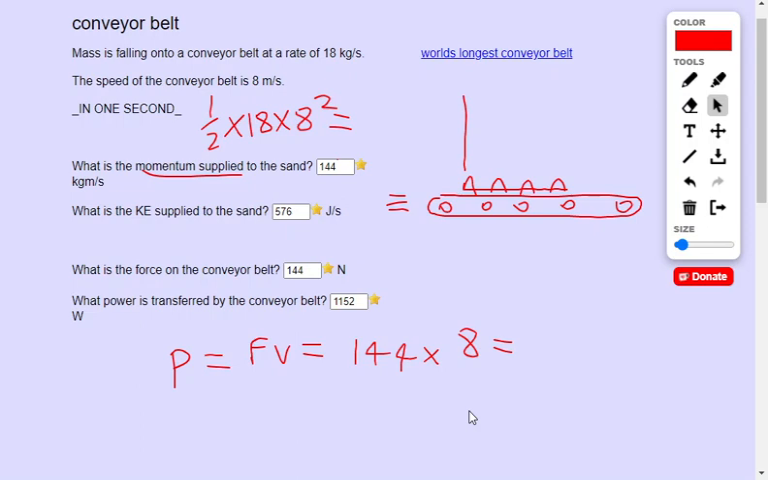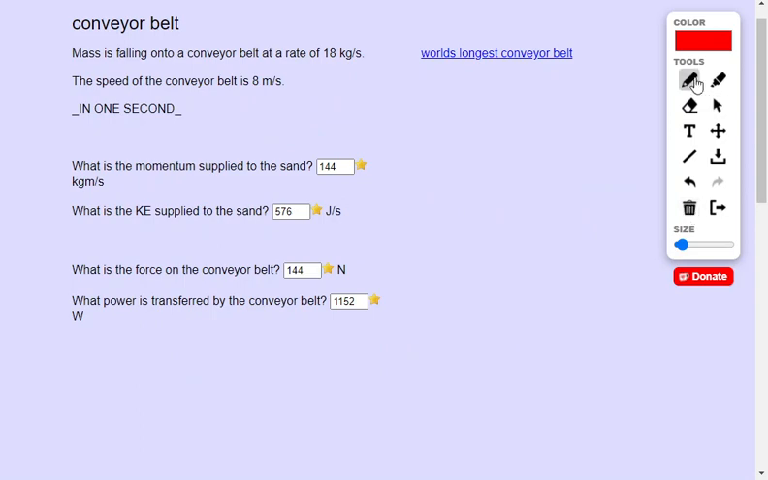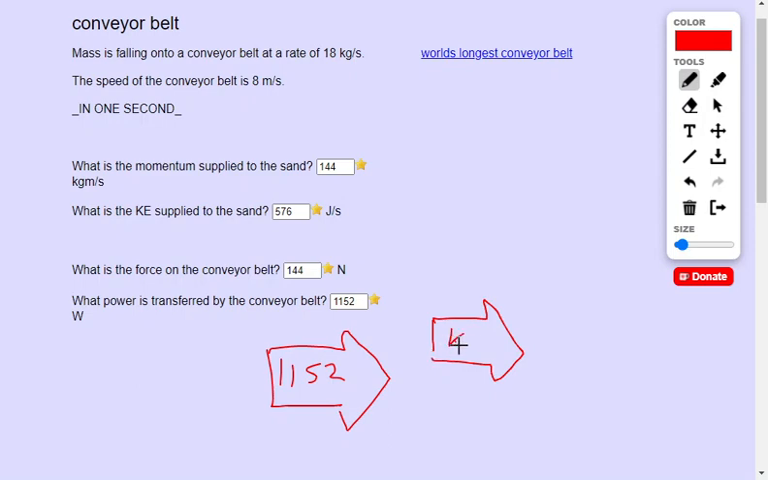So it's an interesting question as to where the rest of that kinetic energy goes. We've got 1152 joules in, and some of it comes out as the kinetic energy. And what about the rest? I suppose that's for another video though.